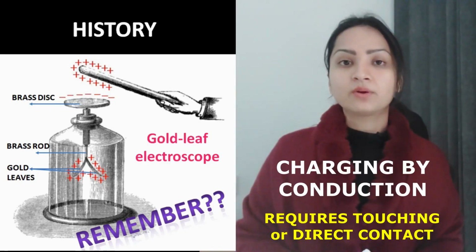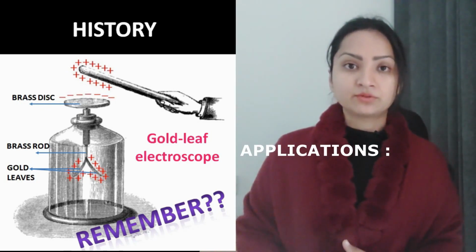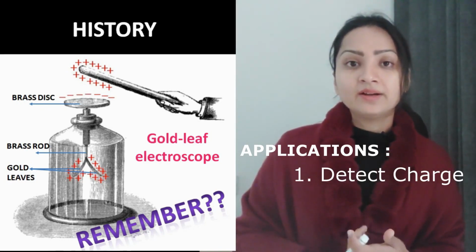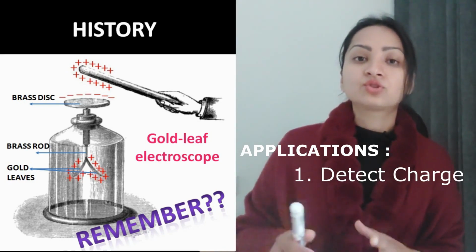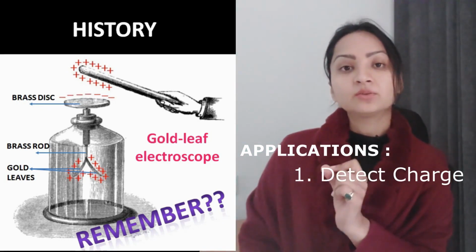Similarly, you can charge the rod by conduction as well. So what is the primary use of this gold leaf electroscope? The first function is that you can identify whether a body is charged or not. So how can you do this? Touch that object to the brass disc.